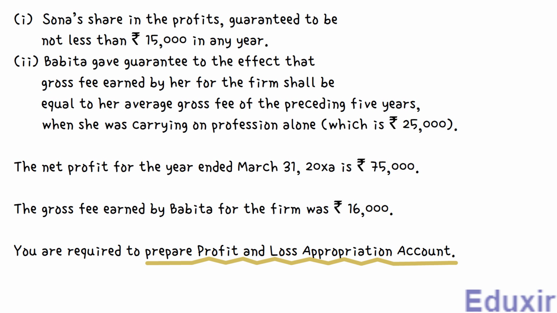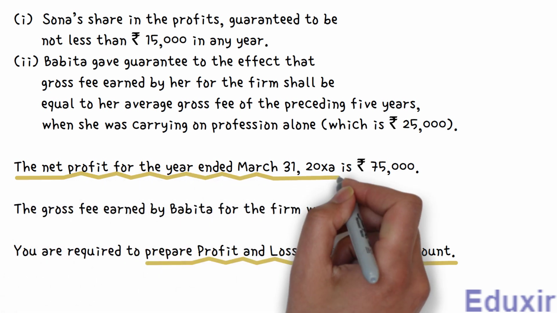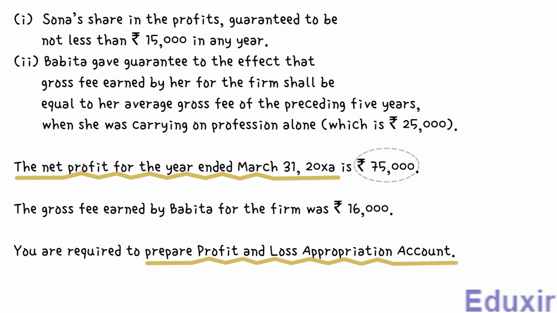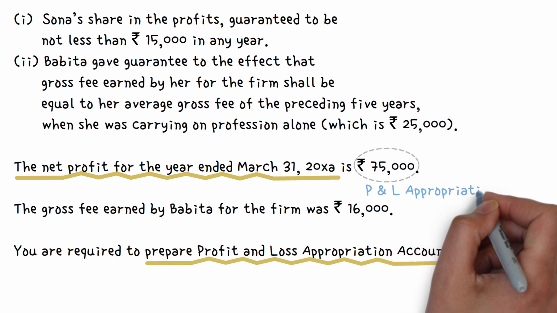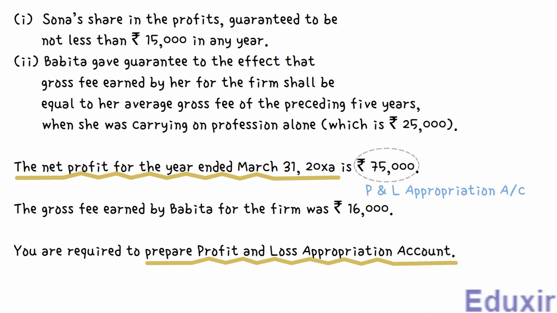It is given in the problem that the net profit for the year 2000 XA is amounted to 75,000 rupees. Now, we know that the net profit is nothing but a credit balance in the Profit and Loss account. For distributing this net profit, we prepare the Profit and Loss Appropriation Account. So, we need to transfer this net profit on the credit side of the Profit and Loss Appropriation Account. Also, as we are transferring this net profit from the Profit and Loss account, we need to debit the Profit and Loss account. Now, the preparation of the Profit and Loss account is not in the scope of this problem. So, let's leave out the Profit and Loss account related debit entry and let's directly post the Profit and Loss Appropriation Account related credit entry into the Profit and Loss Appropriation Account.